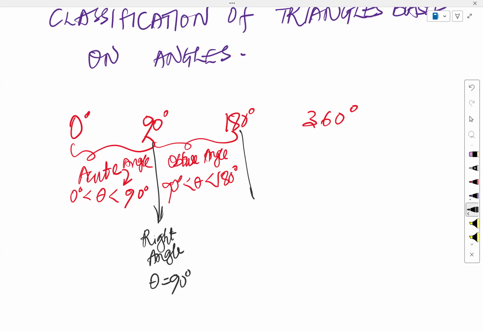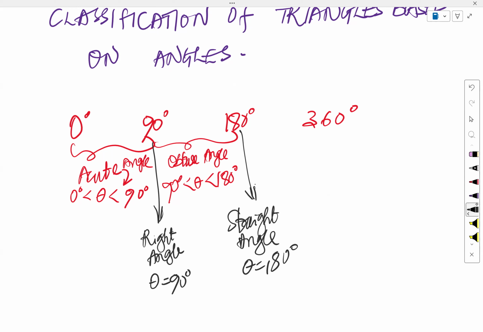And then you have 180 degrees itself. That is what you can call a straight angle, because it is the sum of angles on a straight line. Straight angle, that is where theta is 180 degrees.